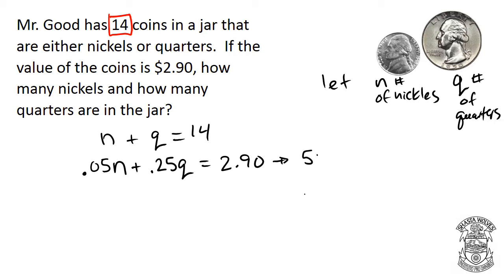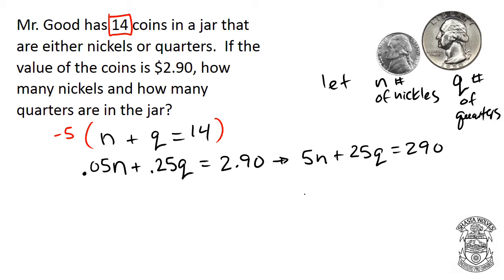So this is going to become 5n plus 25q equals 290. The other equation, if we went ahead and multiplied that equation through by the number -5, it would be very convenient for elimination because my n's would then be opposites of each other. So I'm going to carefully multiply each one of these numbers by -5.